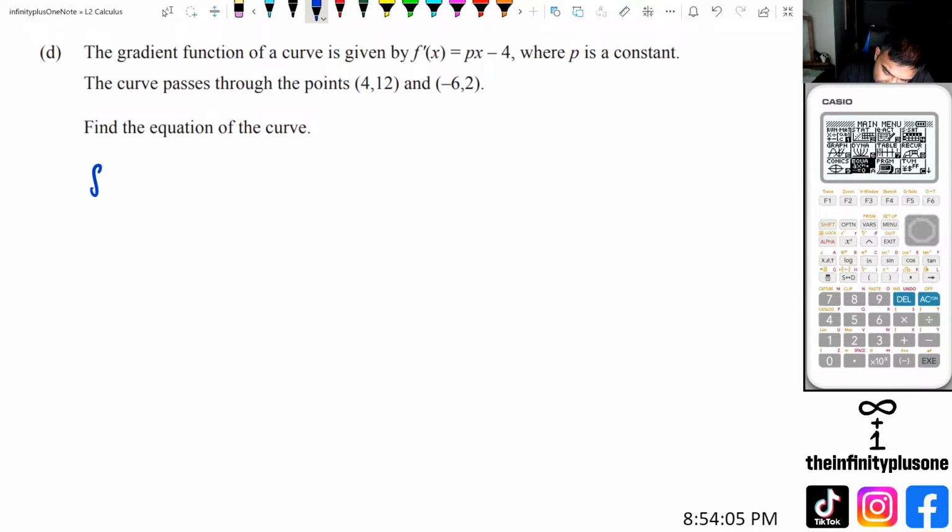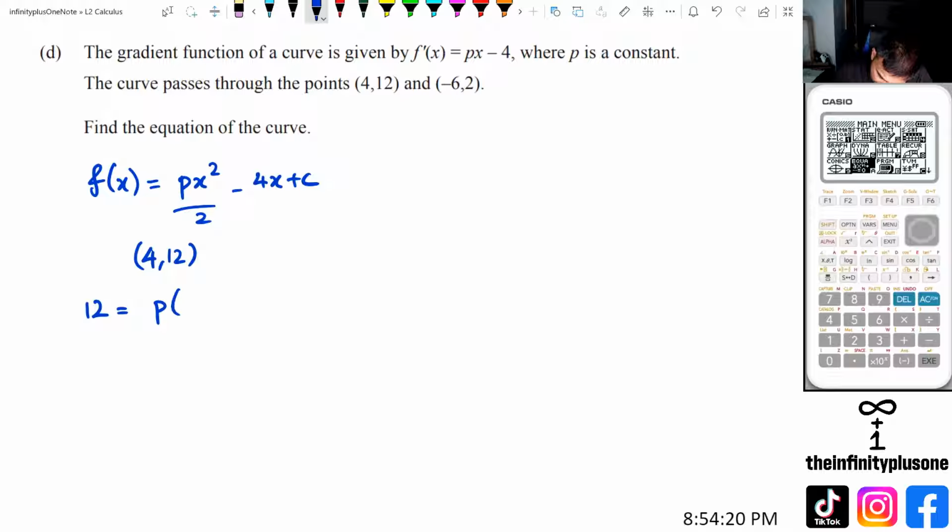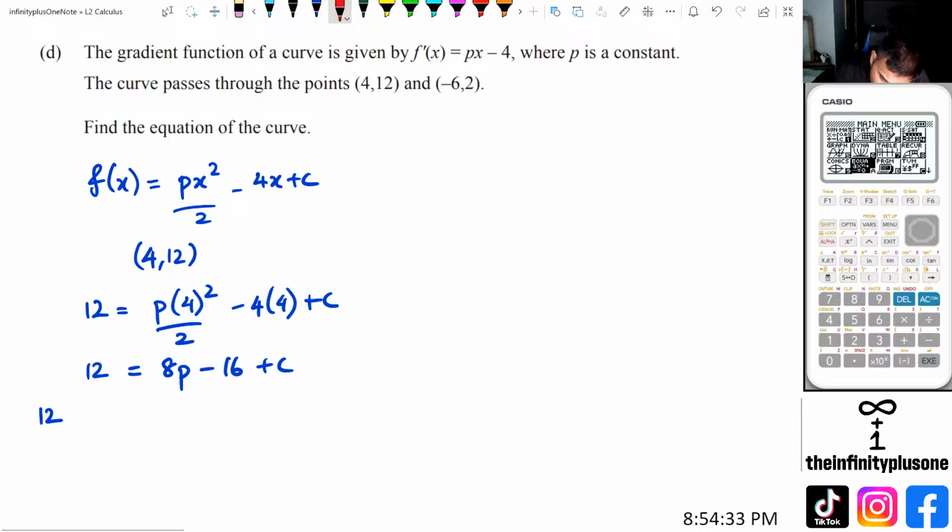We've got f dash of x is that. So f of x equals px squared over 2 minus 4x plus c. We've got 4, 12. So 12 is equal to p times 4 squared over 2 minus 4 times 4 plus c. 12 is equal to 16 over 2 is 8, so 8p minus 16 plus c. So we get 12 plus 16 equals 8p plus c. We got 28 equals 8p plus c.